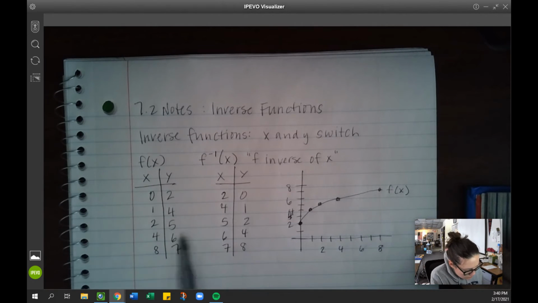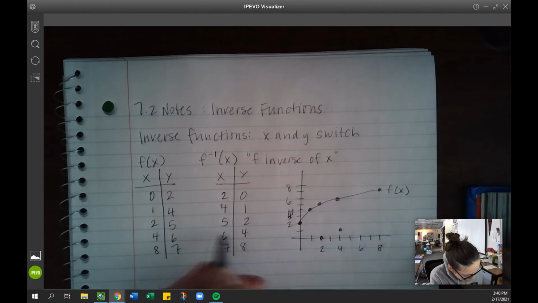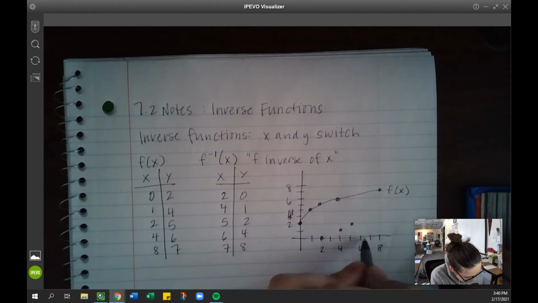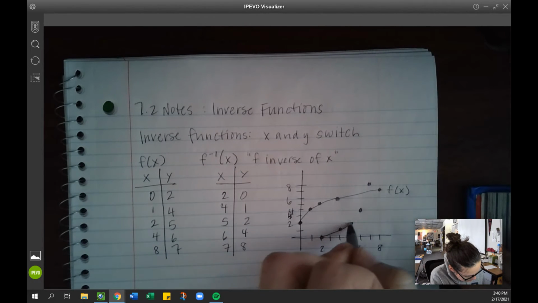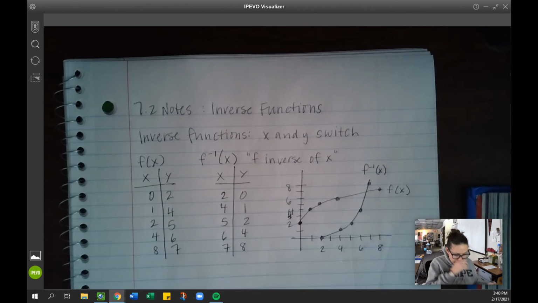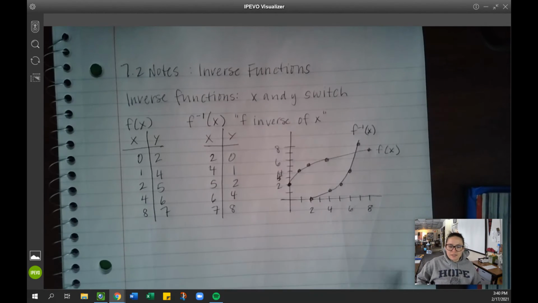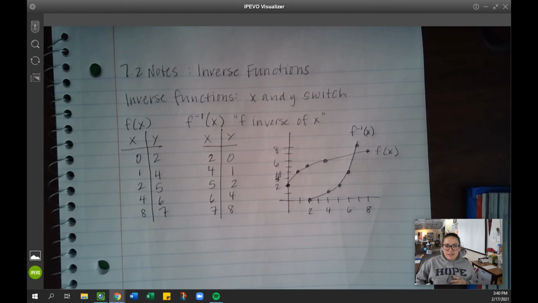Now, f inverse, now we plot these points. 2, 0; 4, 1; 5, 2; 6, 4; and 7, 8. So there's f inverse of x. So you can see they have this similarity, but essentially the x's and y's of every point are switched. Same thing with domain and range.